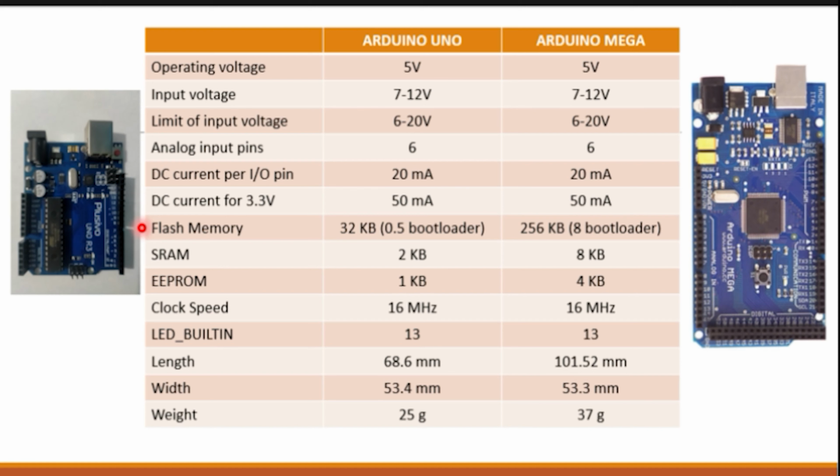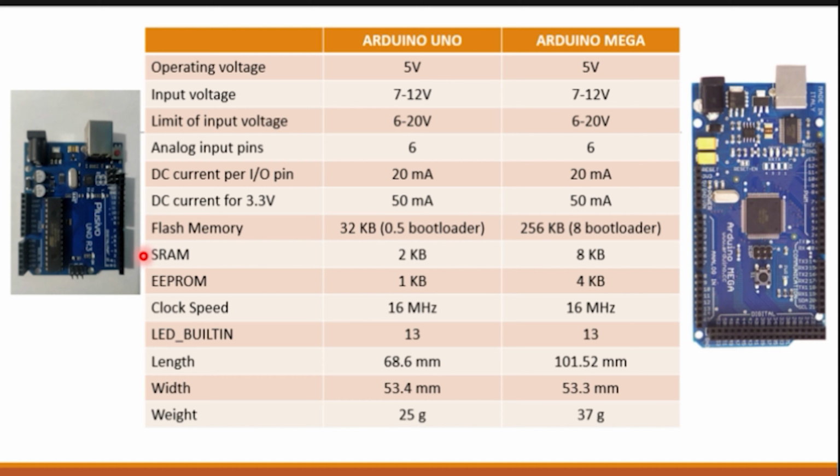While in the flash memory, the Arduino Uno has 32 kilobytes, 0.5 kilobytes belonging to the bootloader. In the Arduino Mega, it has 256 kilobytes and 8 kilobytes belong to the bootloader. The bootloader is a software that runs every time the Arduino starts up.